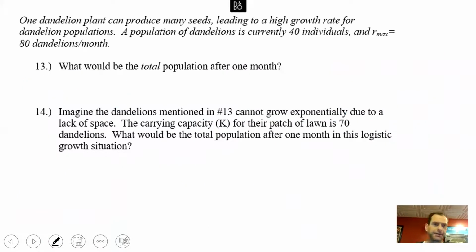Thank God, you're probably thinking. It says one dandelion plant can produce many seeds. Now that right there in the beginning is a huge hint, it's supposed to ease your mind. It says leading to a higher growth rate for dandelion populations. Makes sense. Dandelions make lots of dandelions. Population of dandelions.